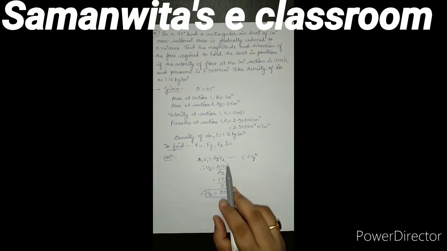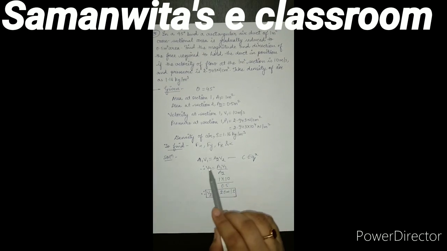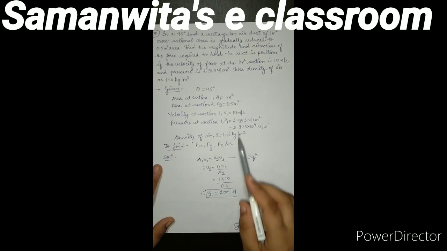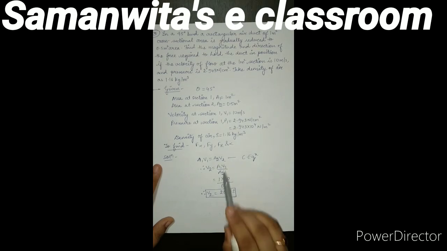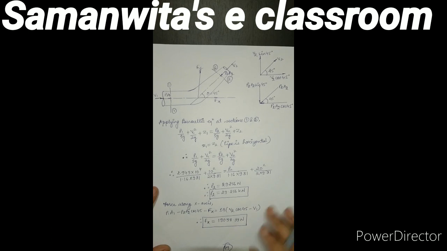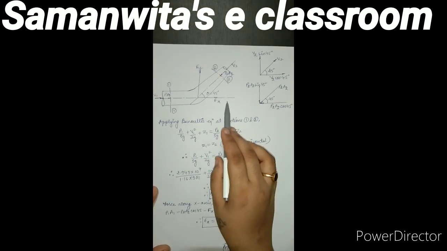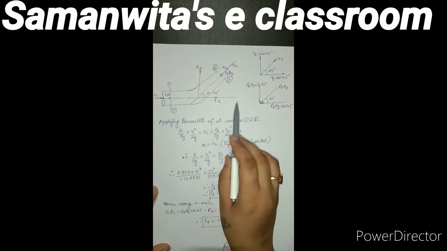Here Q value is not given like the previous problem. So I am going to start with A1 V1 equal to A2 V2 directly because I know the value of A1, A2 and V1. Knowing all the values, I can calculate V2 as 20 meters per second. From the given data, I have drawn the diagram in a similar fashion as in the previous problem.